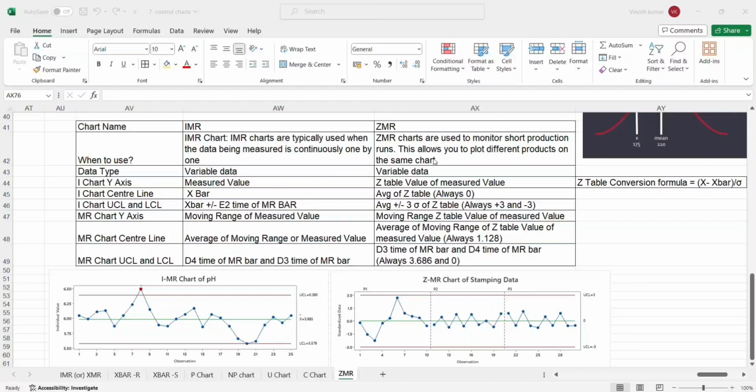So what will happen? Definitely the measuring parameter, in this case thickness, is not going to be the same for 1 rupee, 2 rupee and 5 rupee coins. Obviously the thickness will change. So I cannot plot it in the same control chart like how I do it in the IMR chart. So what I have to do is use a different chart. And what is the different chart? The different chart is the ZMR chart. Now how is this different from IMR?